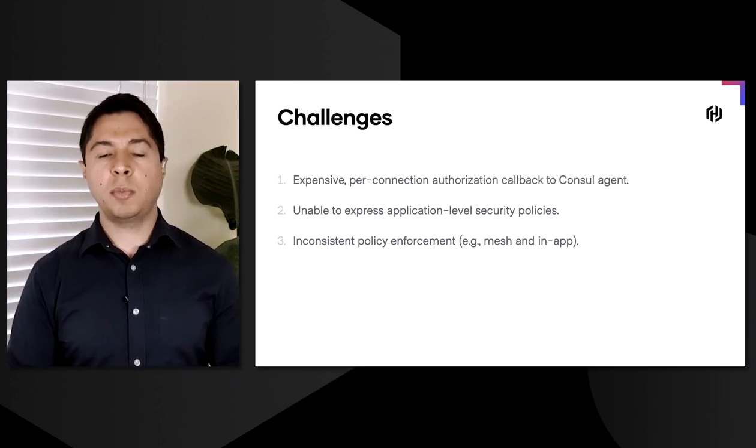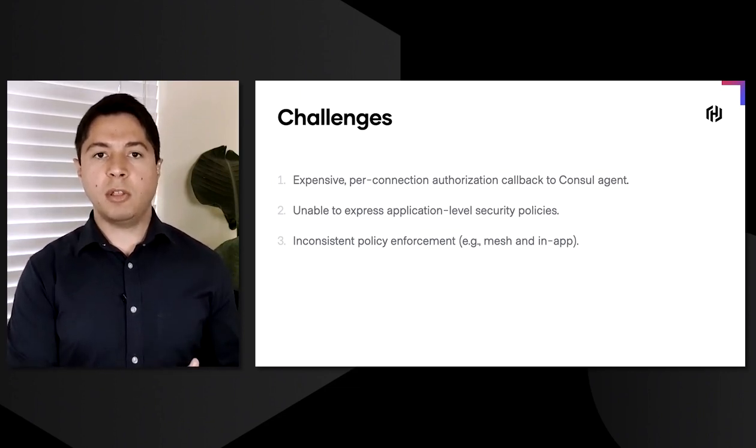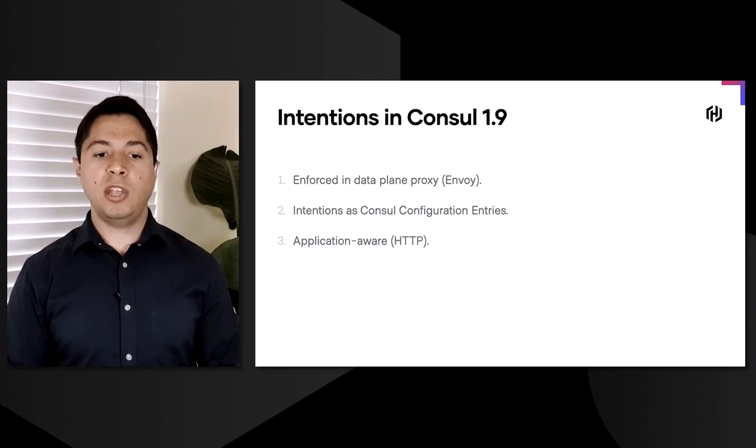And what this results in typically is some mix of policy that is configured and deployed in the service mesh and some application control policy that's implemented directly in your application. So you have inconsistent policy enforcement in your environment. In Consul 1.9, we're changing the intention model to solve these challenges.